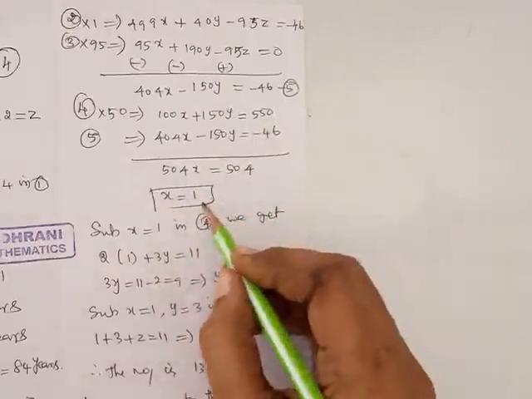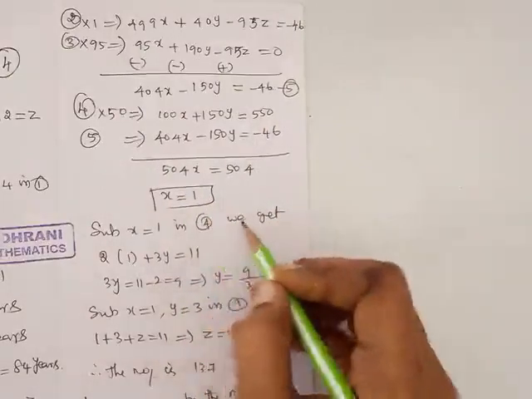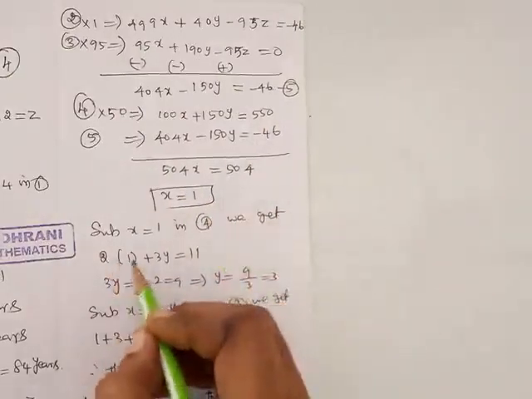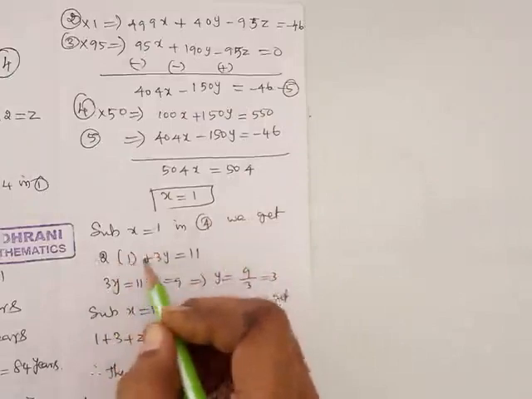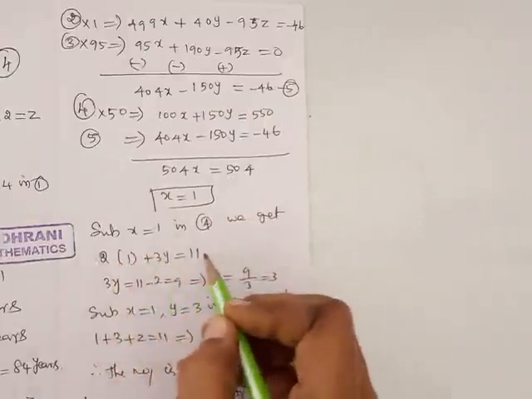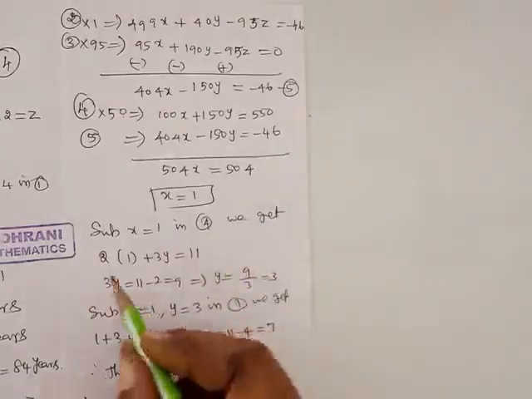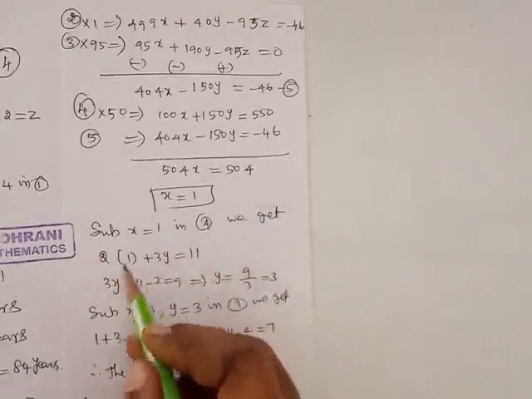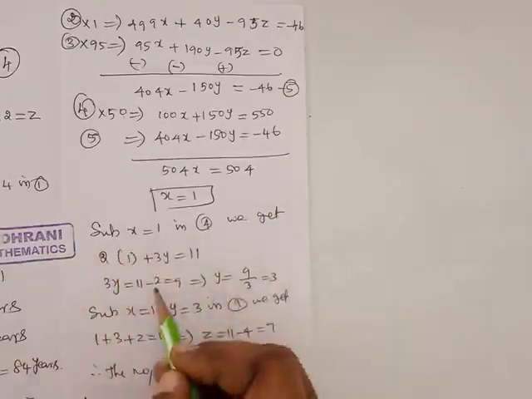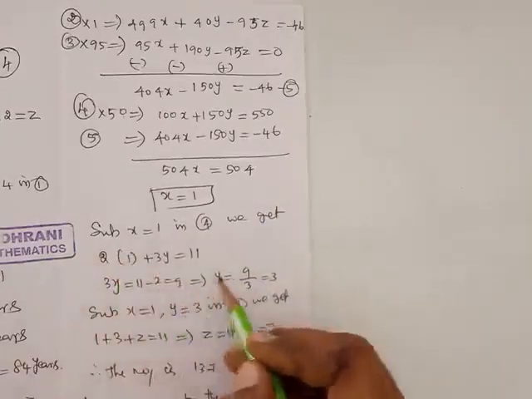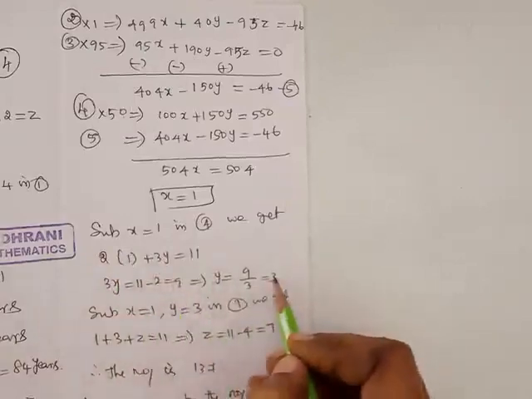Now substitute x equal to 1 in equation number 4. We get 2 into 1 plus 3y equal to 11. Now 3y equal to 11, this plus 2 on that side becomes minus 2. 11 minus 2 is 9, so y equal to 9 by 3, that is equal to 3.